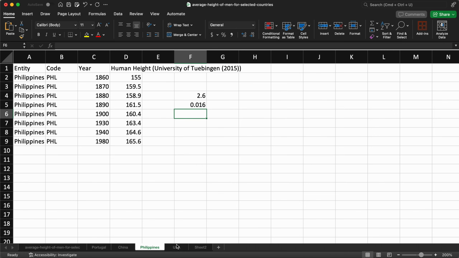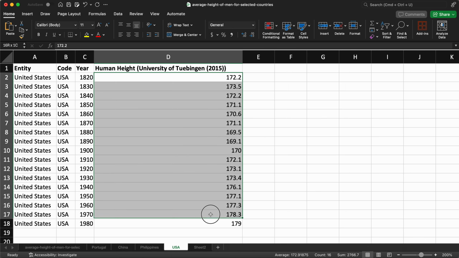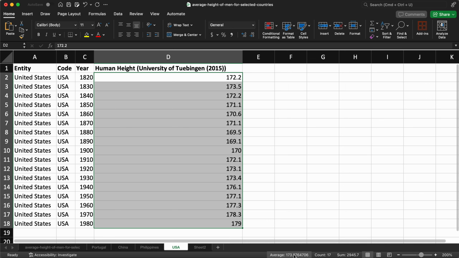Then we go to, let's see, the next question is, what is the average height for United States men over the whole data set? So let's go to US, and you can just select everything here, and you can see down here it gives you the average. So that's your answer right there, 173.276, round to the nearest hundredth or thousandth. Okay, the next one.